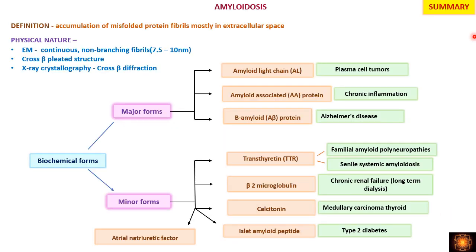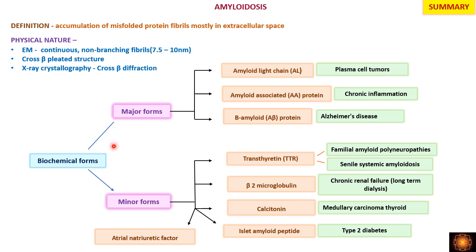Now when we see the summary of amyloidosis, first we have to remember the definition, that amyloidosis is accumulation of misfolded protein fibrils, which is mostly extracellular. When we see the structure, they are continuous non-branching fibrils having a diameter of 7.5 to 10 nm, and they have a cross beta pleated sheet structure, which is confirmed by X-ray crystallography, which produces cross beta diffraction.